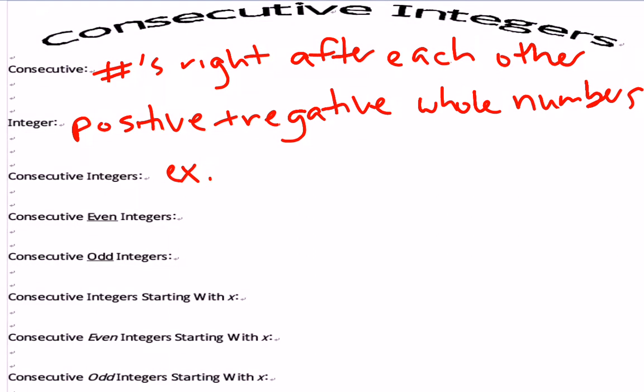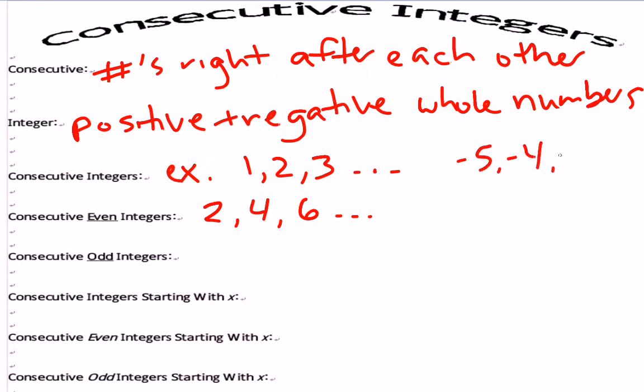For example, 1, 2, 3, and so on and so forth. Consecutive even would be things like 2, 4, 6, going on. And I could have negatives as well. I'd say negative 5, negative 4, negative 3 are consecutive. And I could say negative 4, negative 2, 0, 2, etc. are consecutive even. Consecutive odd would be 1, 3, 5, etc.